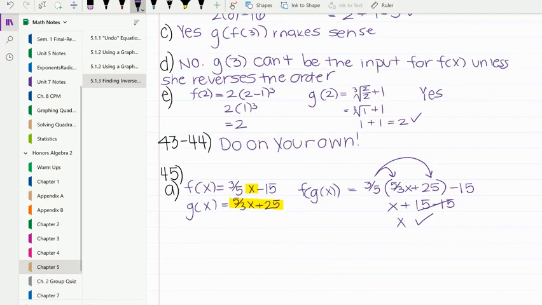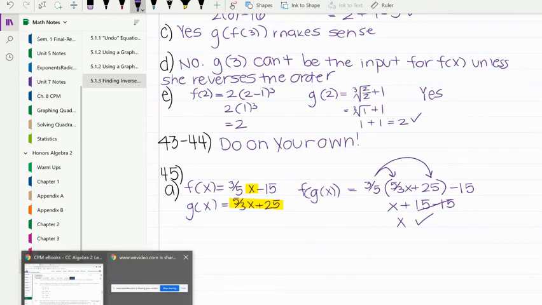If you were to get something that's not x, like x plus 5 or whatever, then that means that those functions are not inverses. So what you guys will do to finish the classwork is to do questions B and C. And we are skipping 46 and 47. So you'll just do those two. We are also not going to be doing the math notes because we've already talked a bit about composition of functions. So make sure you check all of your classwork at the end, and that is concluding 5.1.3.